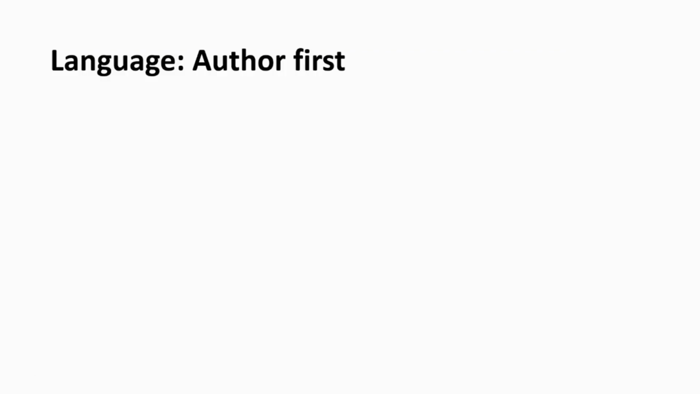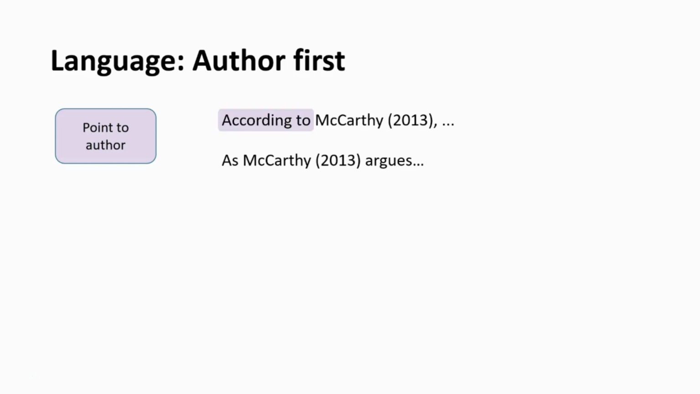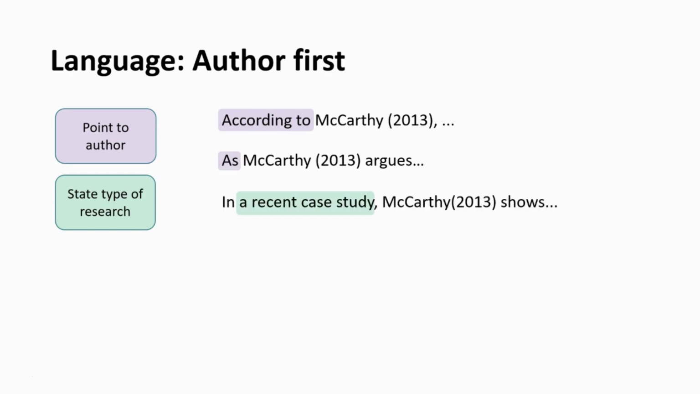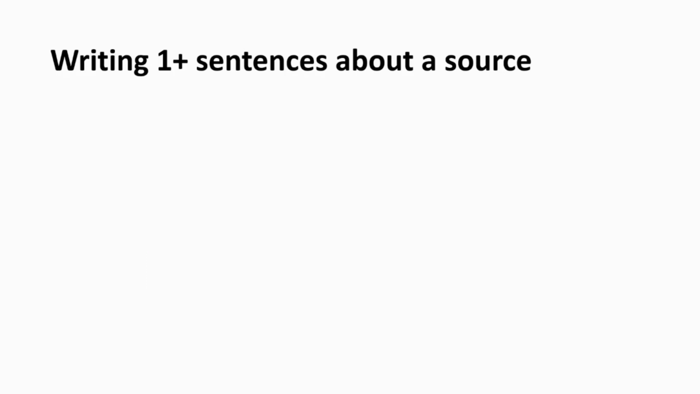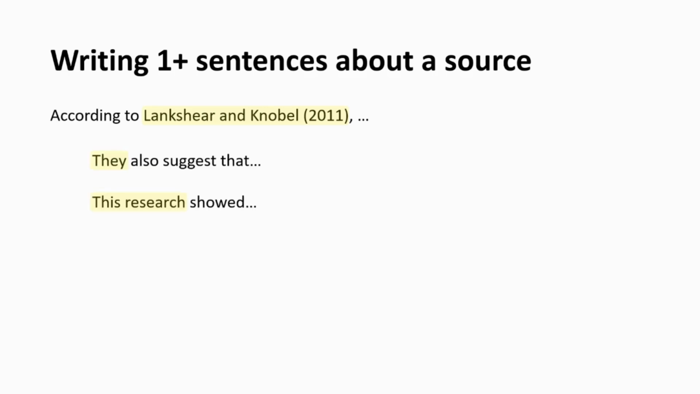There are a few language options for putting the author first. You can point to the author, using according to or as. You can also state the type of research, a recent case study. And if you compare the findings of different researchers, you can use in contrast or similarly. If you want to write more than one sentence about a source, put the author within the first sentence. Then, in the second sentence, refer back to this author or their research, using language such as they, this research, a second finding. When you do this, you don't need to repeat the citation.